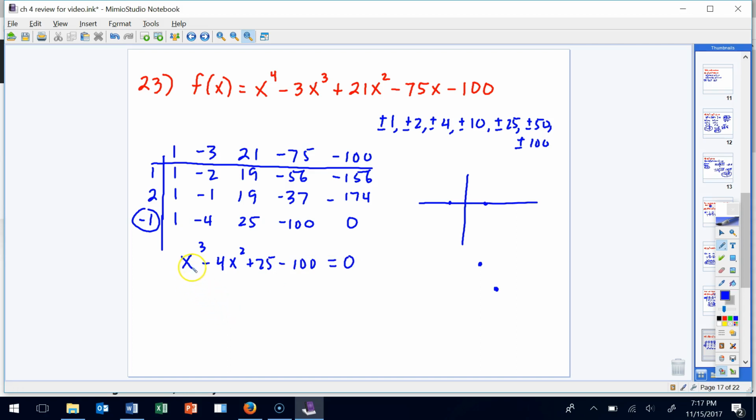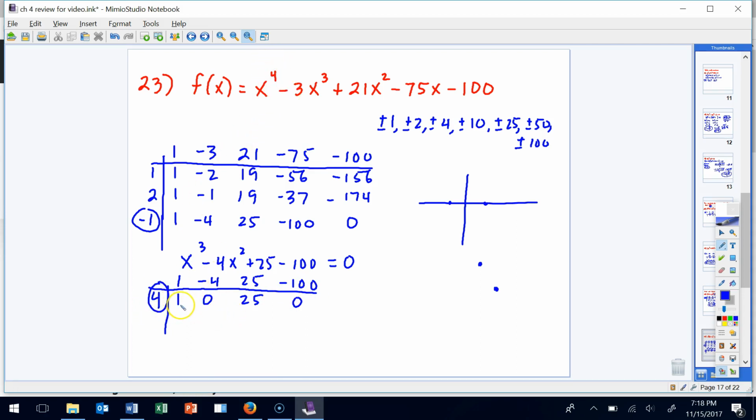Now, kind of interesting, I notice that the pattern has developed. 1 times -4 times 25 equals -100. So I don't have to go through all of that list again. I know that another rational root is going to be positive 4. 1, -4, 25, -100. Bring down the 1, 4 plus -4 is 0, 0 plus 25, 100 plus -100. Okay, 2 down, 2 to go.